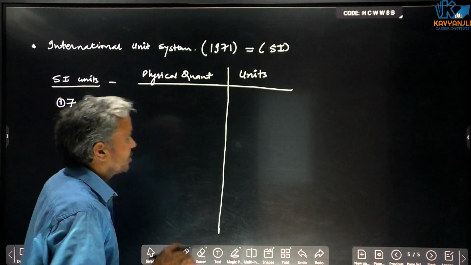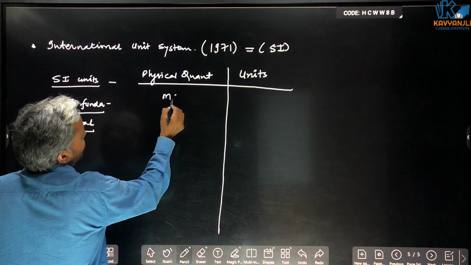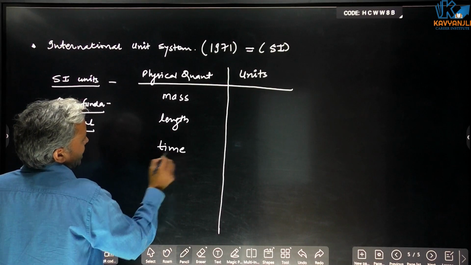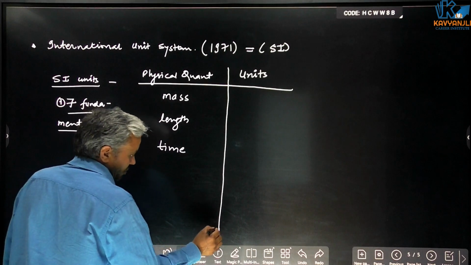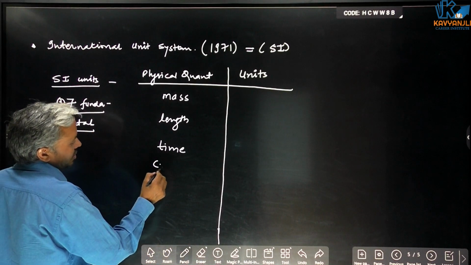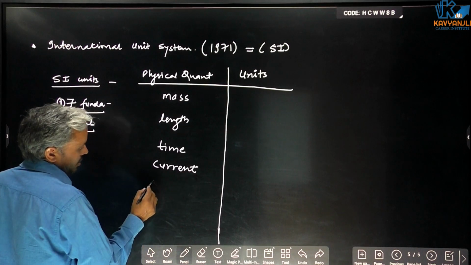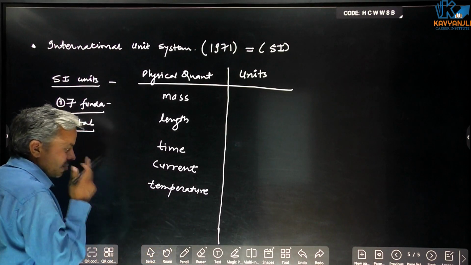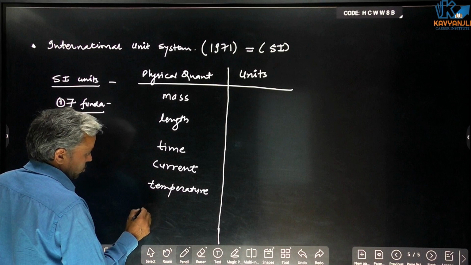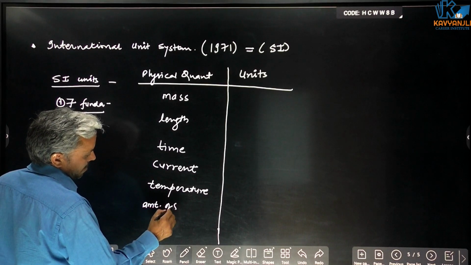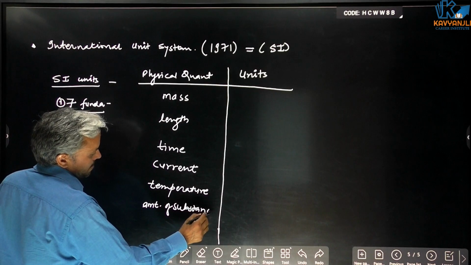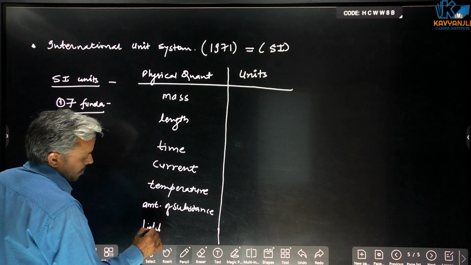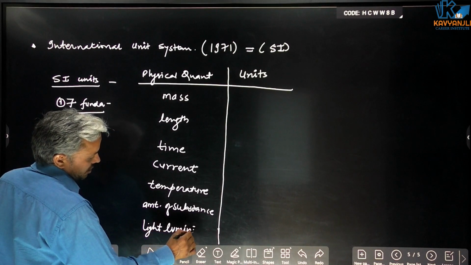तो हमने पहले 3 physical quantities जो fundamental थी पहले पढ़ी हैं. कौन-कौन सी हैं वो? That is mass, length, time. What are the other fundamental physical quantities? This is current, that is temperature, that is amount of substance, and this is light, luminosity.